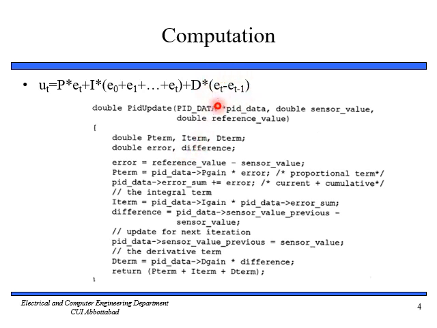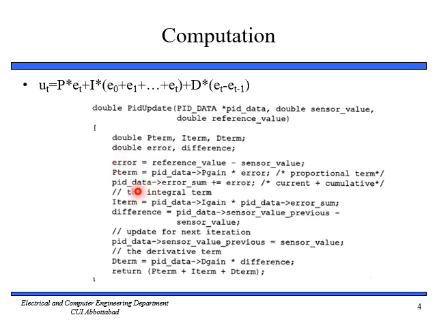So first of all, how can we find the error? We know from our block diagram that reference value minus sensor value will give us the error. Once we have the error, we can multiply it with the P gain. Here you can see that PID data, as we have seen in the previous slide, has the variables P gain, D gain and I gain. So we are going to multiply PID data P gain with error, and we will get the P term.